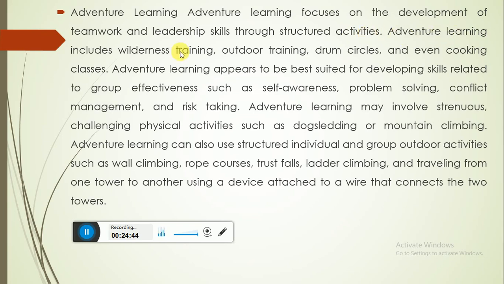Adventure learning includes wilderness training, outdoor training, drums, circles, and even cooking classes. Adventure learning appears to be best suited for developing skills related to group effectiveness such as self-awareness, problem solving, conflict management, and risk taking.